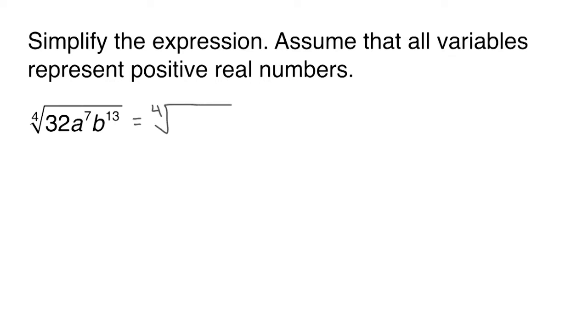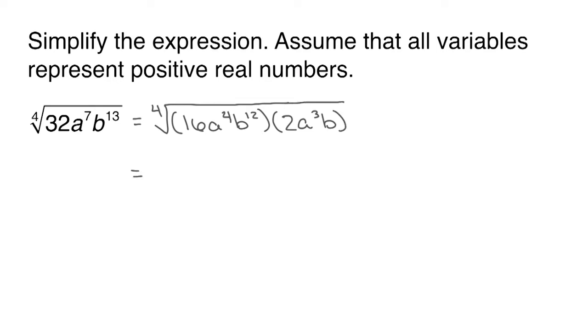So we have the fourth root, and the perfect fourth powers are 16a to the 4th b to the 12th, and what remains is 2a cubed times b.